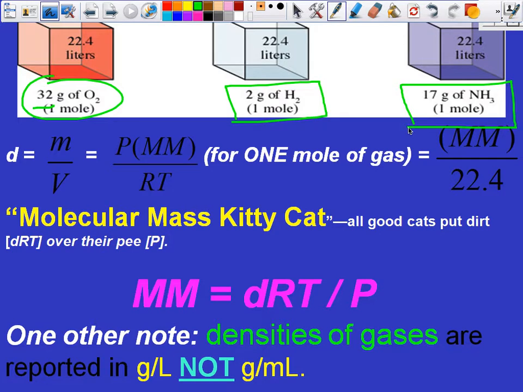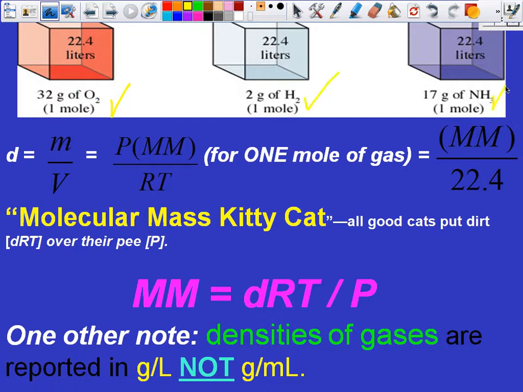But notice the interesting part, and this is connecting all the topics we've covered previously. The fact that 32 grams of oxygen, 2 grams of hydrogen, and 17 grams of ammonia are all 1 mole, yet they take up the exact same amount of space. They all take up 22.4 liters. By this point, you should definitely know what that is. All right, so let's go from there.